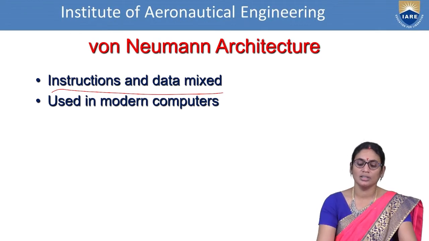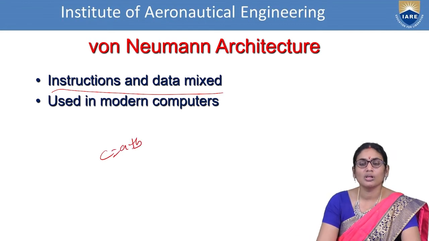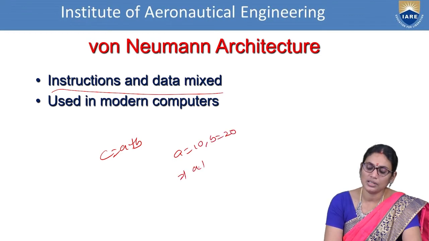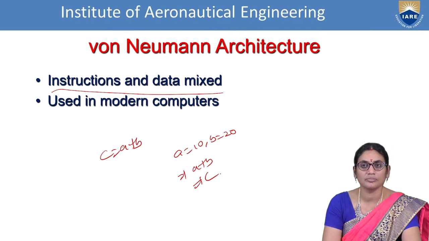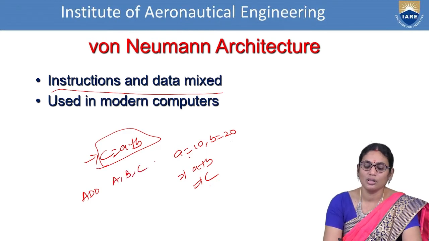So let us see this. For example, I'm writing C equals A plus B. What is the meaning of this? I'm getting two values, A equals 10, B equals 20, and I'm writing A plus B and I'm storing the result in C. So this means data along with instruction. If you convert this into machine notations, let us see how it happens. Add A comma B comma C. Now what happens here? A plus B is added and the result is returned to C.